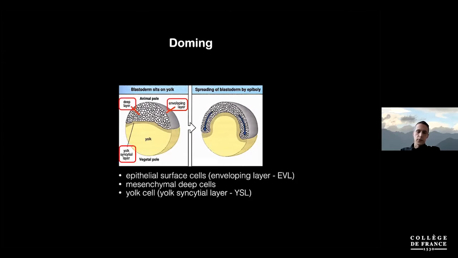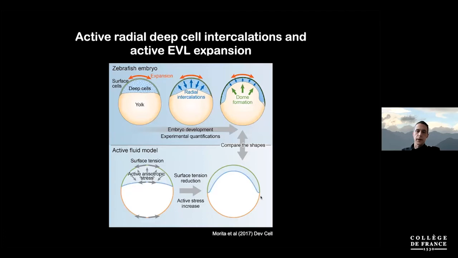And this is just what I introduced to you now. And a number of years ago, a postdoc in the lab, Hitoshi Morita, together with the group of Guillaume Salbreux, we identified the main force-generating processes by which the blastoderm spreads around the yolk cell. In one process, we postulated that the surface epithelial cells, these EVL cells, are undergoing active expansion. So they're flattening out within the plane. And by undergoing active expansion, they are lowering the surface tension of this tissue. And by lowering the surface tension, this induces the spreading behavior of the tissue over the yolk cell.